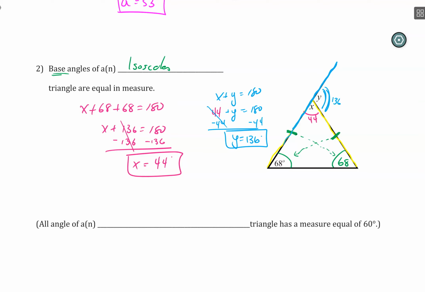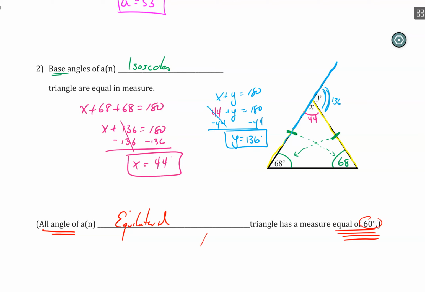Another key thing to note is that if all of the sides and or all of the angles are equal, then we have an equilateral triangle. Helps if I spell that correctly. All right, an equilateral triangle. And all three of those angles will always equal 60 degrees.